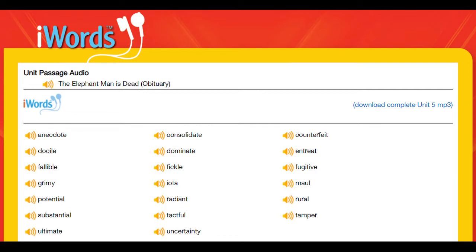Our fifth word is dominate. Dominate is a verb meaning to rule over by strength or power, or to tower over. In a group of gorillas, there is one strong older male who dominates the other animals.